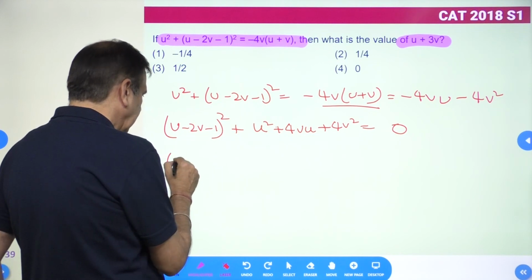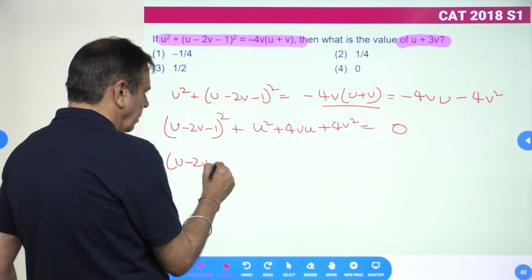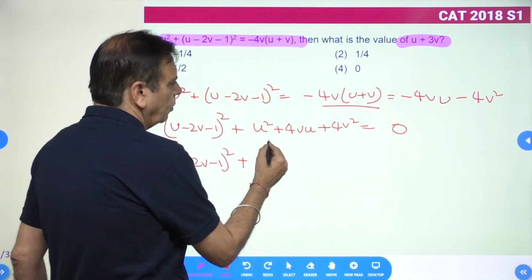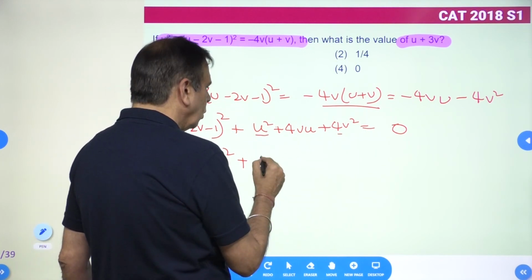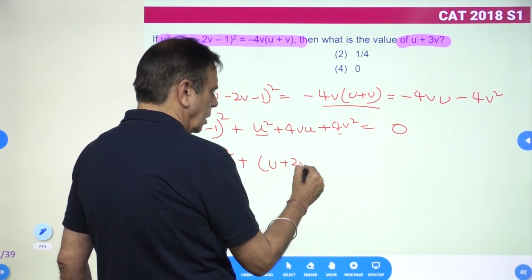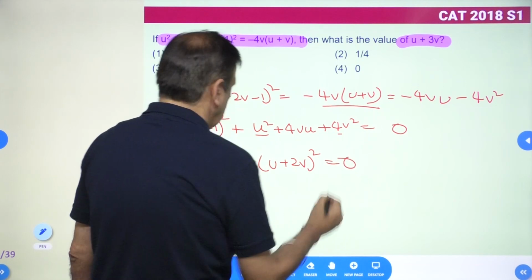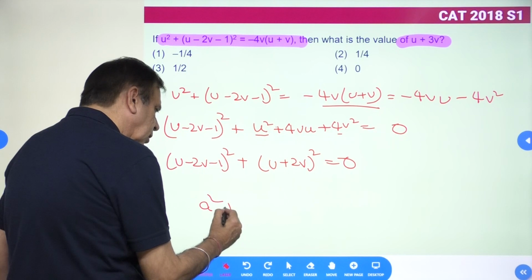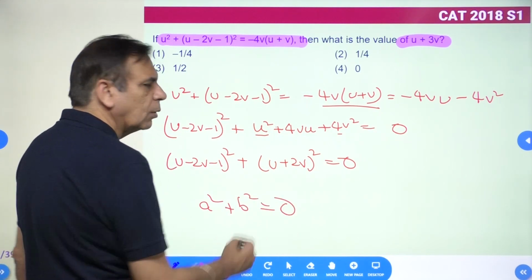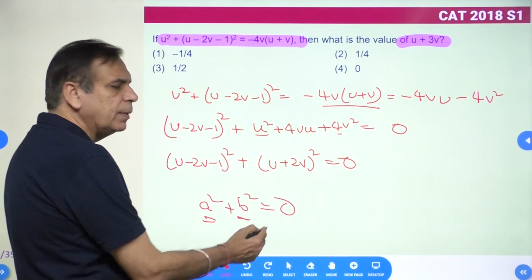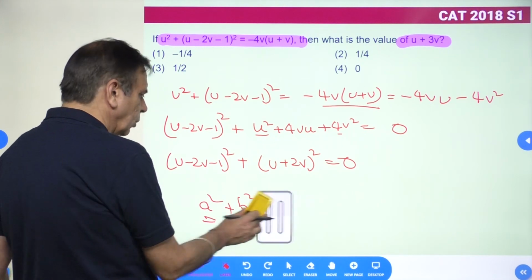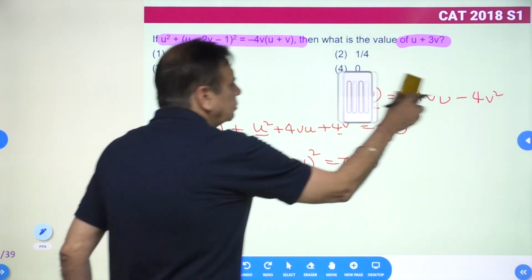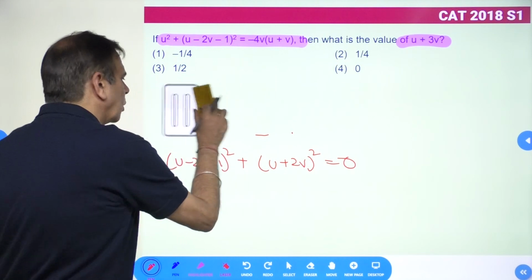Now just to take the next step, u minus 2v minus 1 whole square plus what is this? U plus 2v whole square. So it is a square plus b square is equal to 0. What does that mean? A has to be 0, B has to be 0. That means both of them have to be 0. So this is the rearrangement which was required.